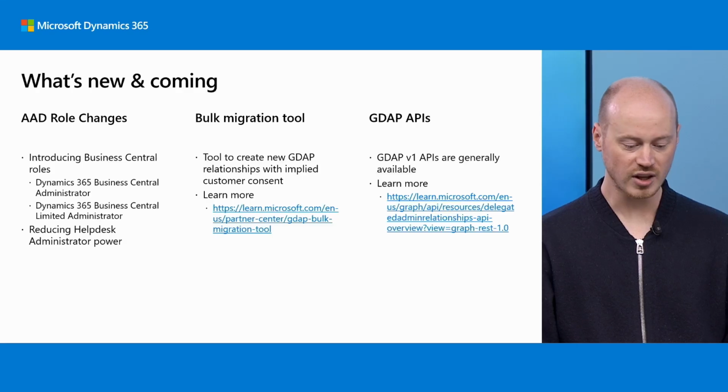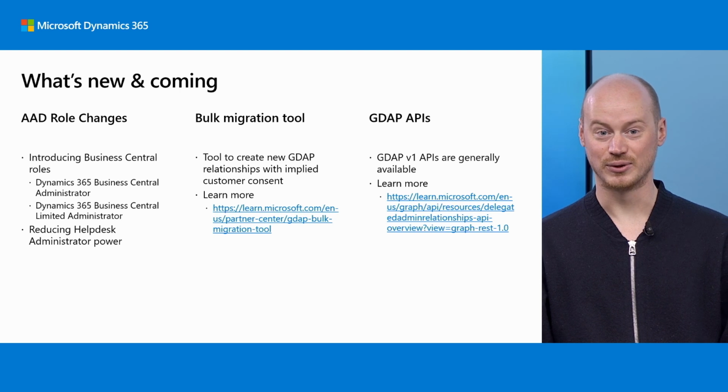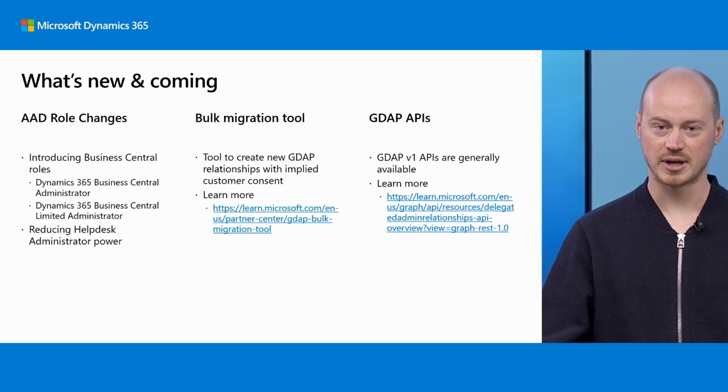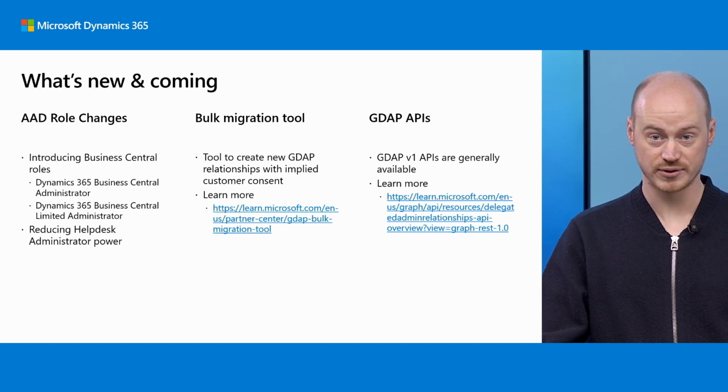Secondly, we're also introducing a Dynamics 365 limited administrator role, which would further give customers control over what access their partner has by environment. So a customer could choose a partner to only access a given environment within their tenants, but not other environments, for example. And then finally, we're planning to reduce the power of the help desk administrator role, which right now for Business Central is very close to an actual administrator role, but is probably getting a little bit too much power compared to the power that this role has for other Microsoft products.